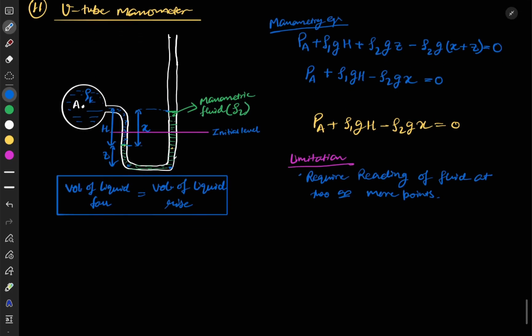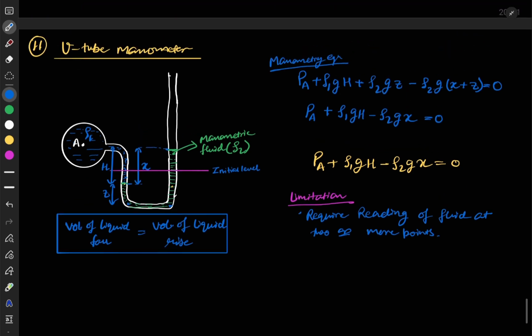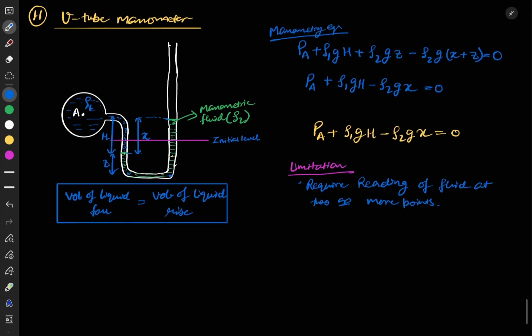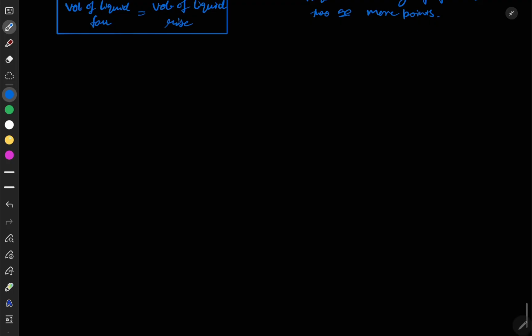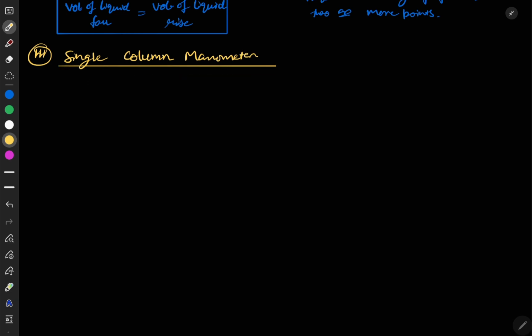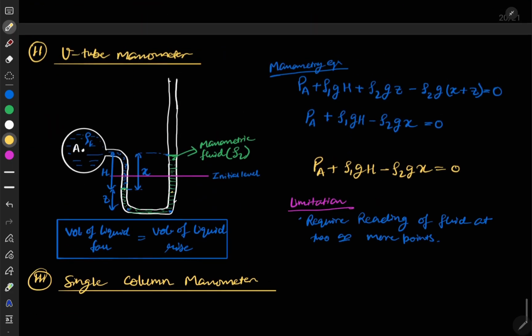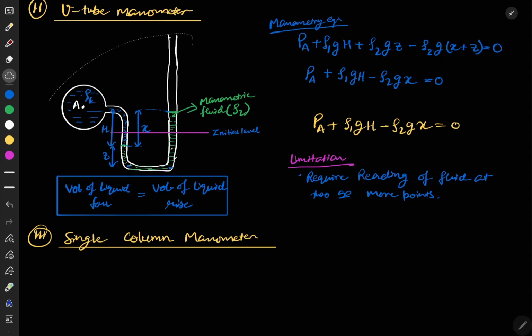Now, to overcome this difficulty, let's say I want to measure the reading on one end only. I don't want to measure the reading at both limbs. So for that we have another type of manometer, and the third type is your single column manometer. What is different in this manometer is that everything remains the same. Let me take this diagram exactly, because the major things remain the same.